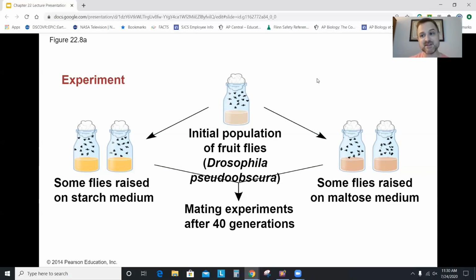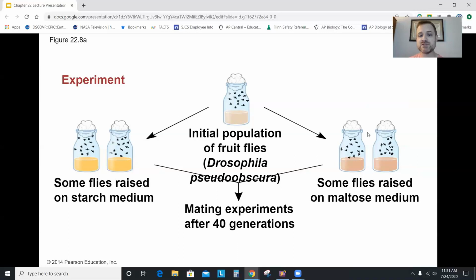This is a fascinating case study where scientists were growing fruit flies. When you grow fruit flies, you have to give them a medium, some kind of sugar medium to grow on. And they're growing fruit flies in a medium. And then they separate the flies, and they have some flies that grow on a starch medium and some flies that grow on a maltose medium. And they do this for 40 generations.